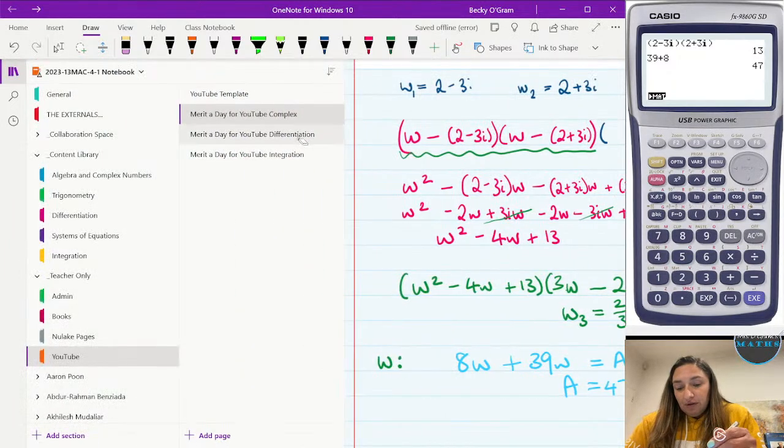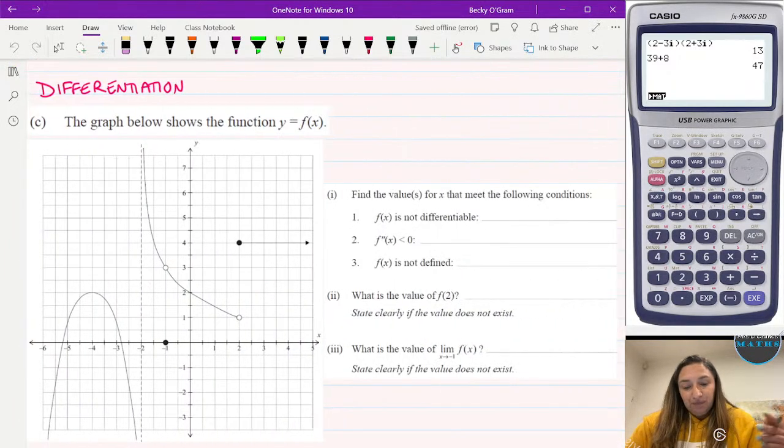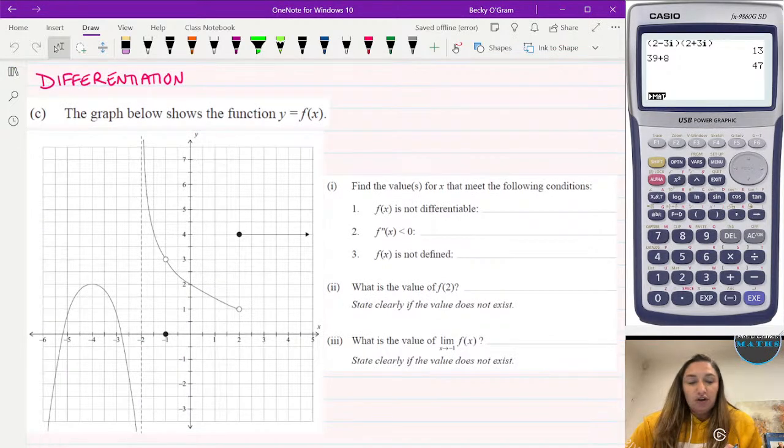All right, on to differentiation. This is one of my favorite kinds of questions. I really enjoy the graphing ones of this. I think it's easy to see the things that you're being asked to do. So we'll have a go at this one now.